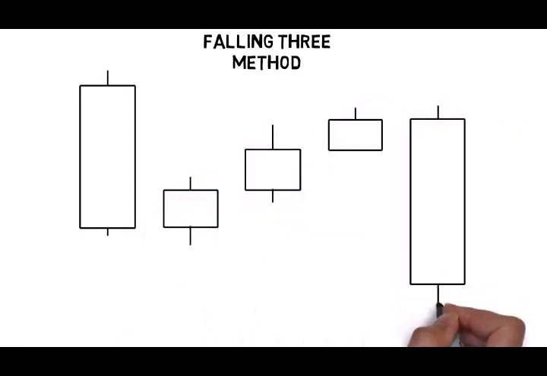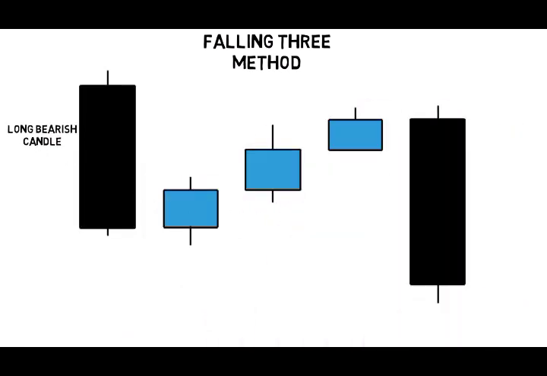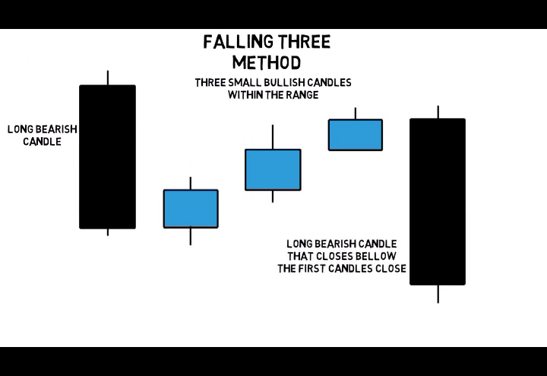The falling 3 method is a 5 candlestick bearish continuation pattern. The first candlestick is a long bearish candle. The next three are small bullish candles within the first candlestick's range. And the fifth is a long bearish candle that manages to close below the first candlestick's close and creates a new low.